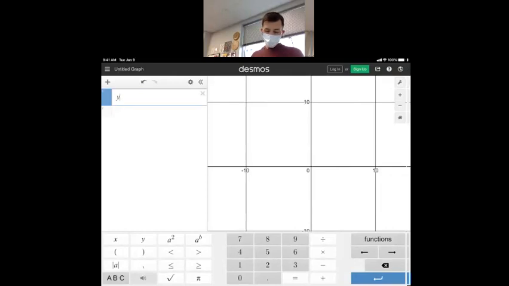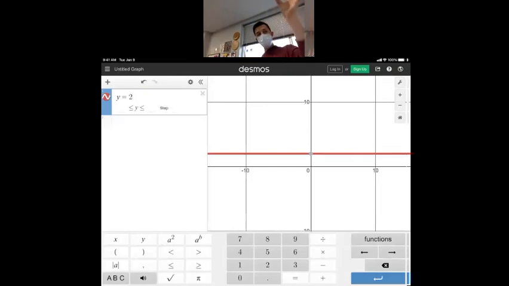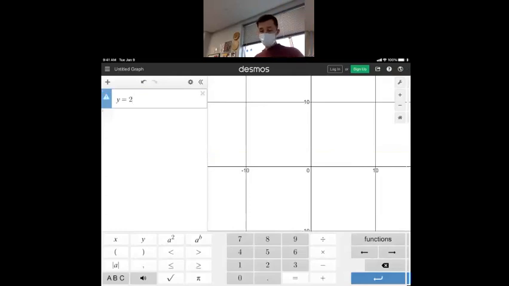So y equals 2 to the x, so 2. Down there on the left keyboard thing, you see the a to the b. So we need to hit that a to the b button. That'll give me that blank exponent spot, and then I can put my x in there.